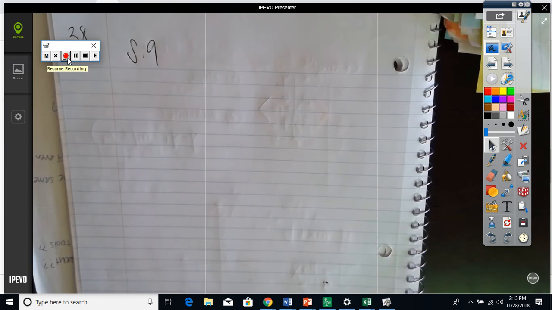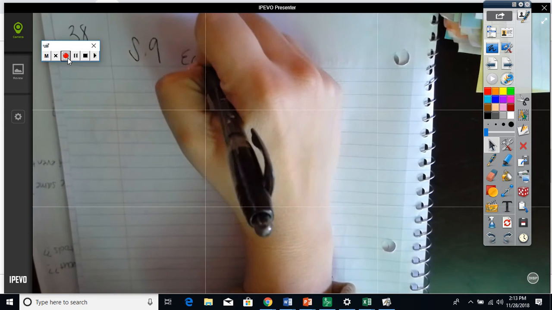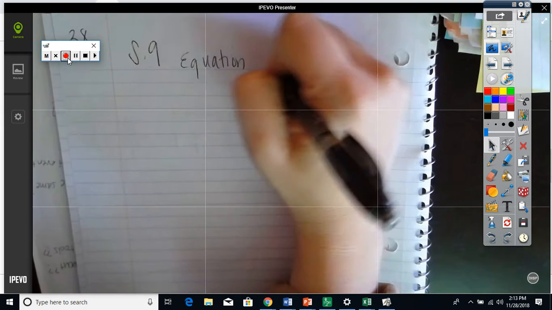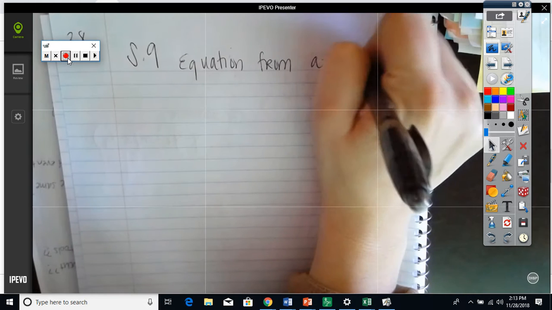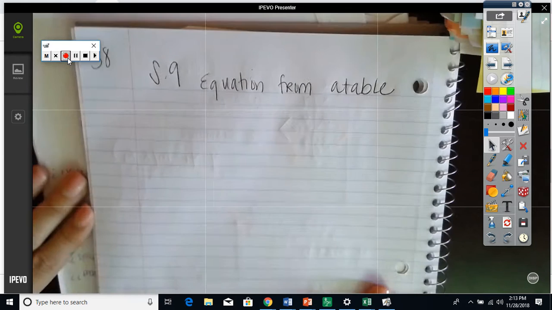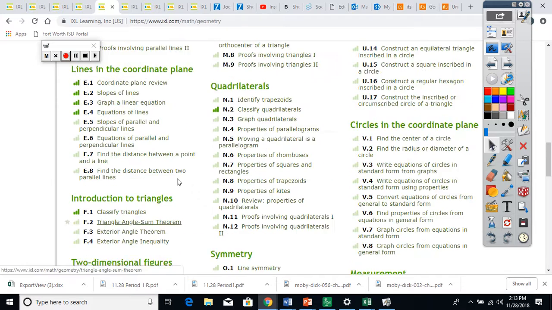Alright, this is S.9, equation. We're going to be writing an equation from a table. So I am writing this in my journal so I can have an example, so you can see what it's supposed to look like. Alright, so I'm going to switch over real quick to show you the Excel that we're going to work on today.